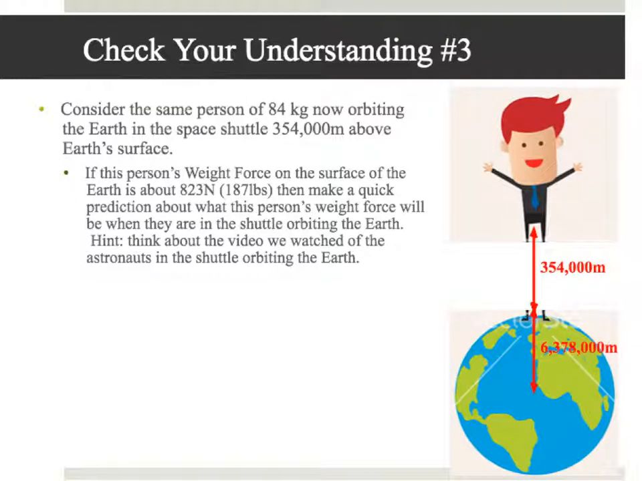Alright, so now the person is orbiting the Earth in a space shuttle above the Earth's surface. So now they're in a spaceship, and that is 354,000 meters above the surface of the Earth. So let's say this person has the weight of 823 from our last problem. Let's make a quick prediction about what this person's weight force will be in the orbit.